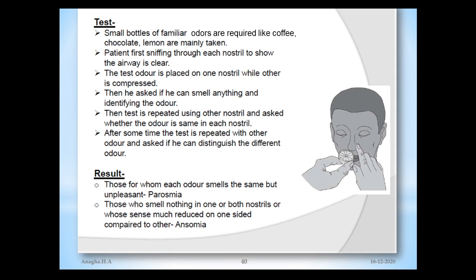It's better to remember these names, because while writing we cannot just write that the patient smells the odor differently in each nostril. So parosmia is the term for that. Those who smell nothing in one or both nostrils, or who sense much reduced on one side compared to the other, this is said to be anosmia.